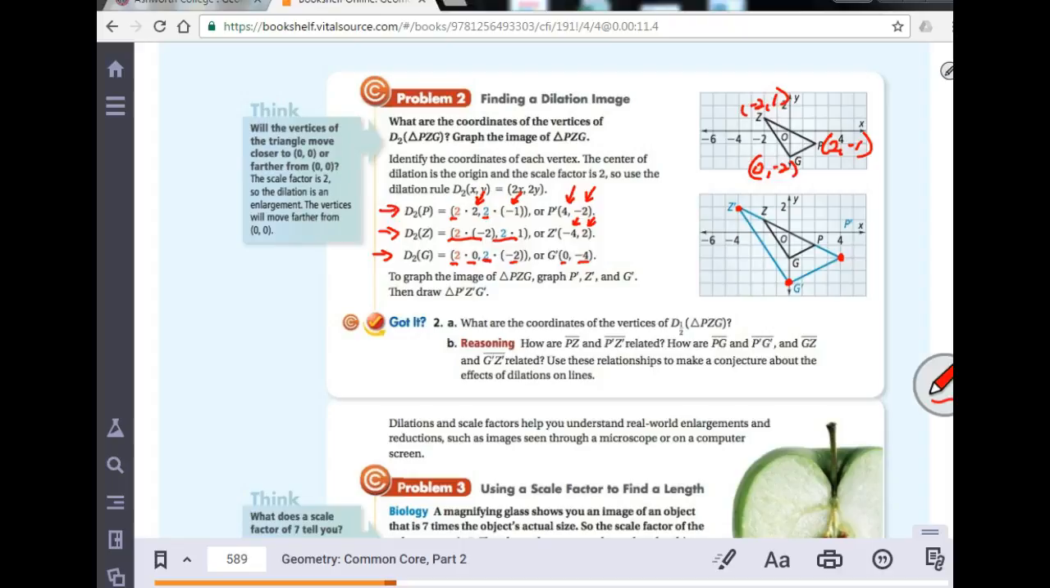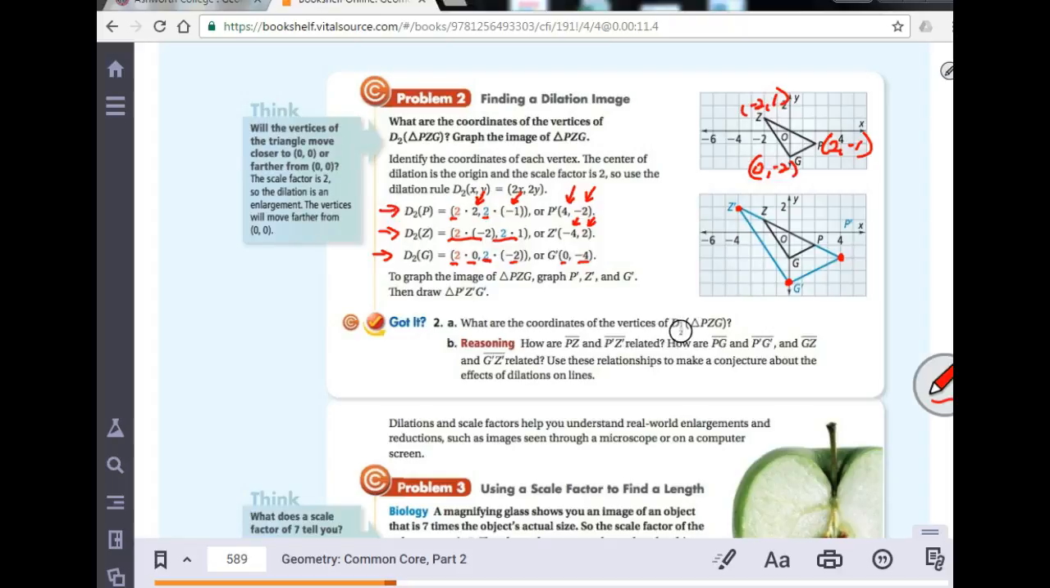Okay. So when you reconnect those lines, you're going to get P prime, Z prime, G prime. And that image is going to be twice as big as, of course, the original image, because that's what a scale factor of 2 actually means.